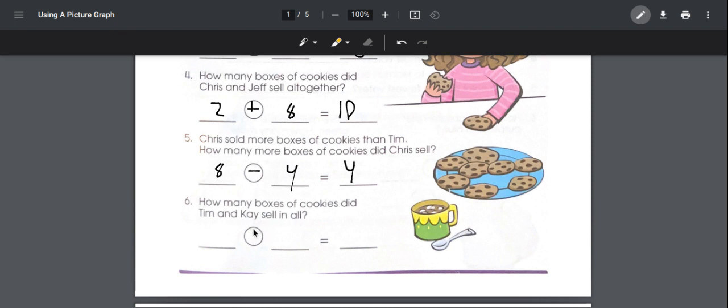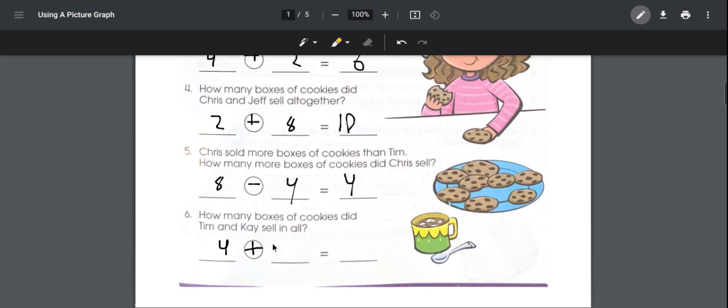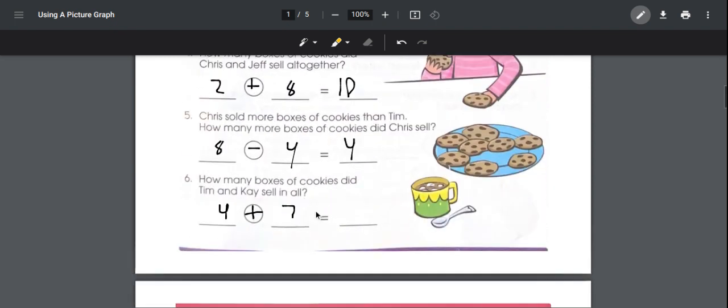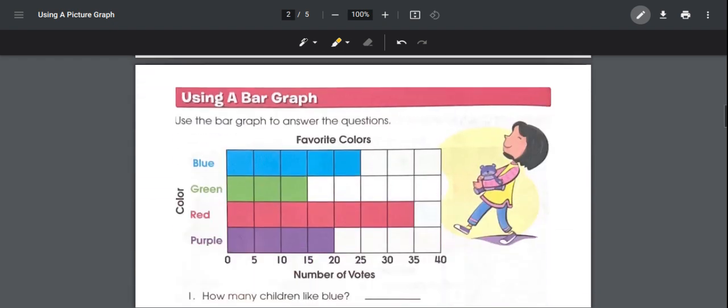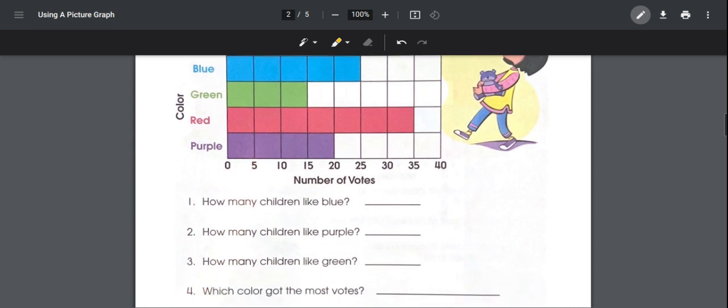Number 6, how many boxes of cookies did Tim and Kay sell in all? In all again, which indicates addition. So Tim sold 4, and then Kay sold 7. So you have to do 7 plus 4, and that gives us 11. So they sold 11 cookies in all.